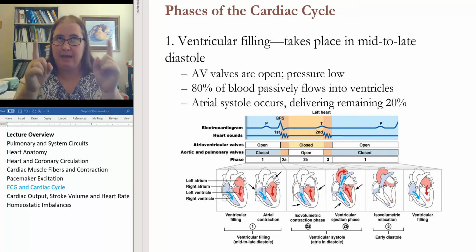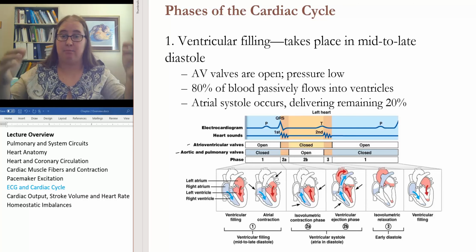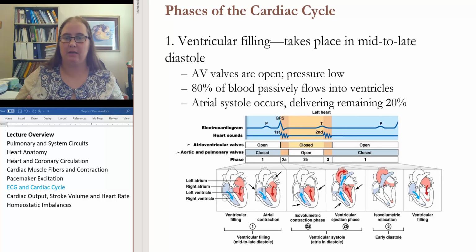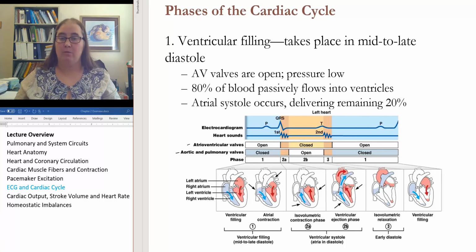Our semilunar valves are closed. Now, what's going to happen is this blood that's entering the ventricle, 80% of it is going to enter passively. Just gravity is going to pull it down. To get that last 20% out, you're going to cause those atriums to contract. So towards the end of our ventricle filling stage, we're going to trigger the SA node to fire, causing the depolarization of our atrium and contraction of our atrium.